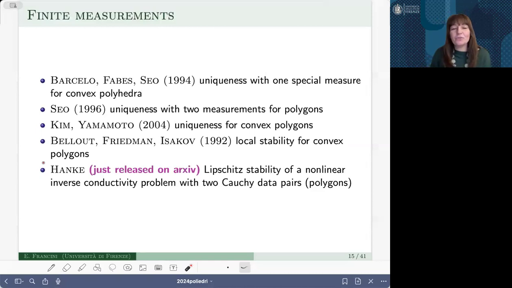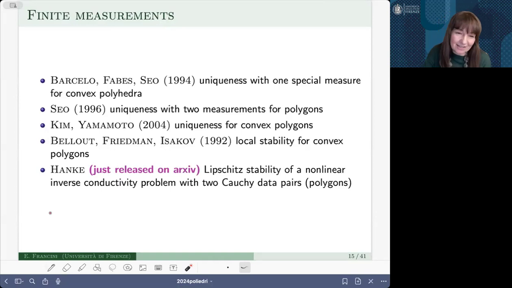But just a few days ago, a very nice paper by Martin Hanke was released on arXiv. He showed that by using the measurements that Seo proposed for uniqueness, you can actually show that you also have Lipschitz stability for this nonlinear inverse problem by taking 2 Cauchy pairs of measurements. So actually, the first part of the talk, in which I'm trying to explain how our method works, is kind of useless, because we have this better result here.